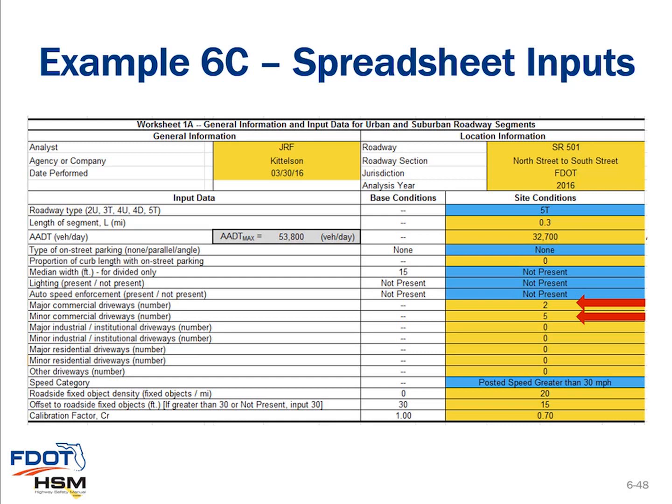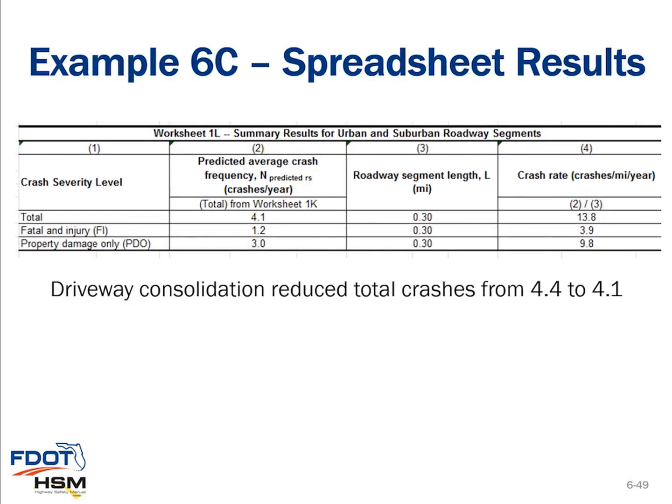And we can go through and make that calculation, and we can see that if you go under worksheet 1L, go to column 2, you can see that N predicted for the total is 4.1. So we have had a reduction in total crashes as a result of the driveway consolidation from 4.4 to 4.1.